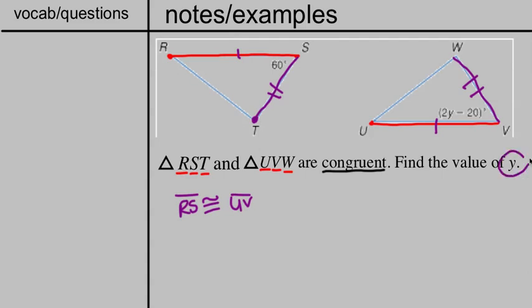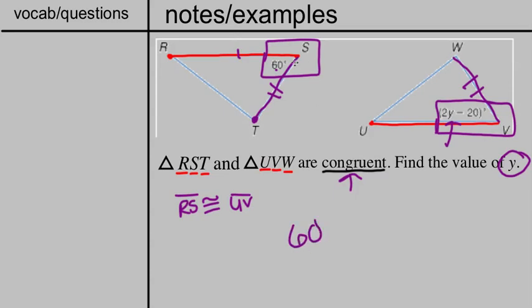I need to find the value of Y, and I see Y right here. It's part of this angle. It's part of angle V, where the purple and the red come together. So what corresponds to that on this triangle is angle S, where the 60 is. These two are equal to each other because of this word congruent. I know that this angle equals this angle. It's easy to say it, but watch how I write it. This angle, angle S, equals this angle, angle V.